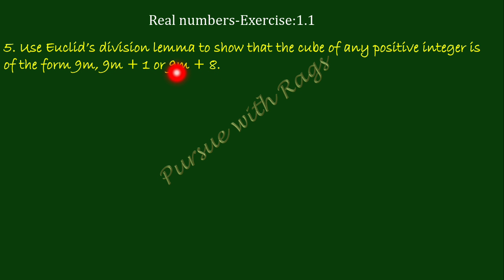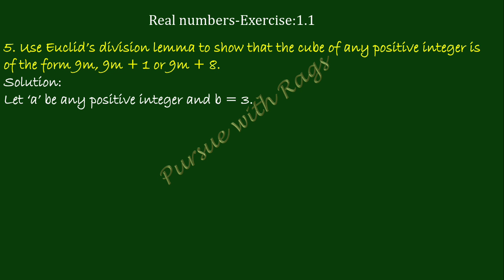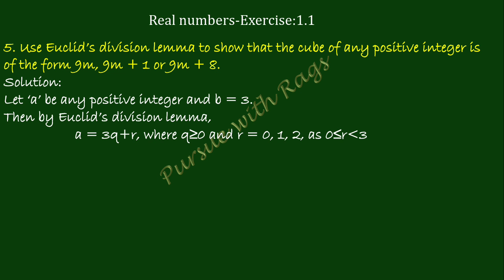Here you can't take the divisor as 9. Why? Because the value will be high and the cubing will be difficult. So we are going to take a factor of 9, that is 3. So let a be any positive integer and b is equal to 3. Then on applying Euclid's division lemma, a is equal to 3q plus r, q greater than or equal to 0, 0 less than or equal to r less than 3. So the r value will be 0, 1 and 2.